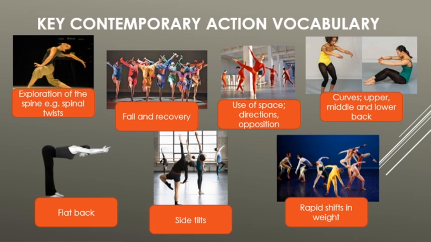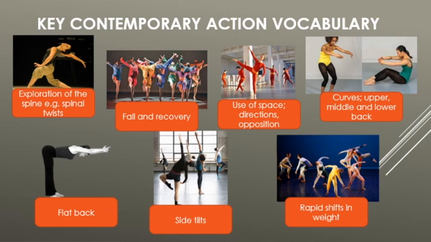So there's lots of exploration of the spine. For example, in this first image, you can see that the spine is twisting, what we call spinal twists. You've got this idea of fall and recovery. So again, playing with gravity, as we first mentioned when talking about contemporary technique. He uses lots of different elements of space. So using different directions, opposition with the arms and the legs. He uses curves, so it's curves of the spine, whether that's upper, middle or lower back.